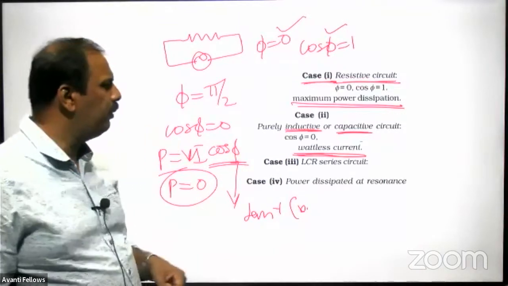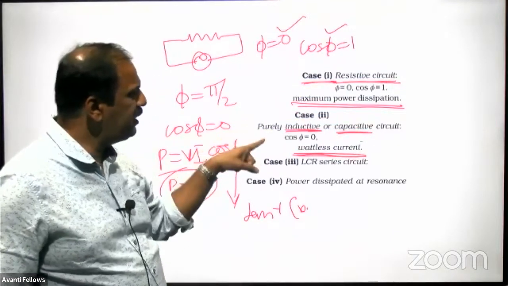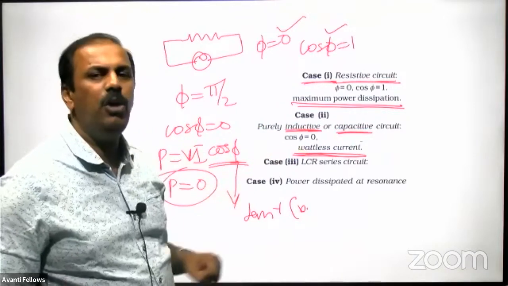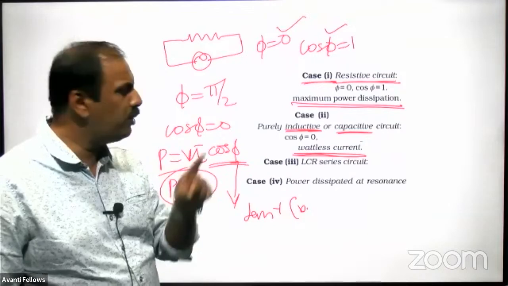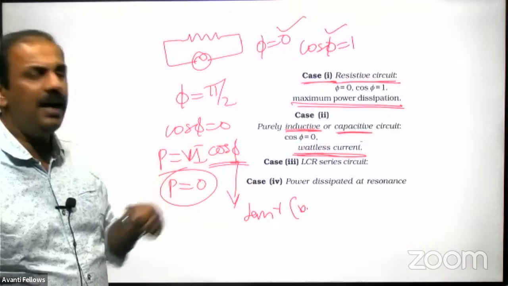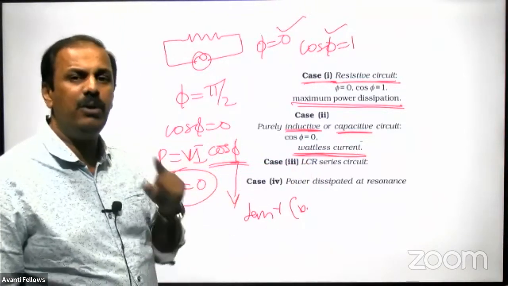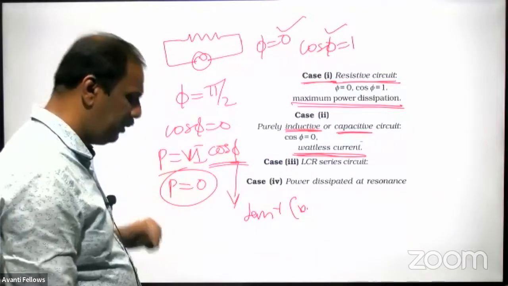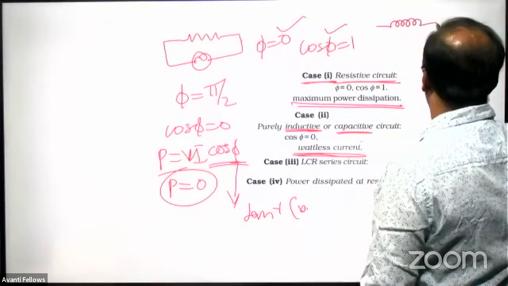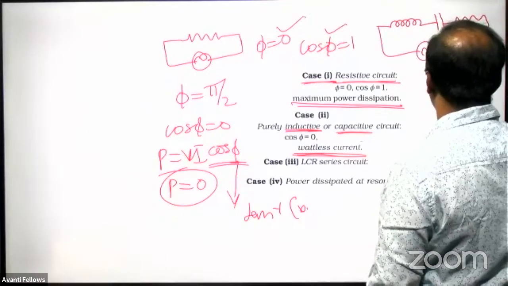Now there is an important point. In the case of a resistive circuit, there will be maximum power dissipation. If it is an inductor or capacitor, there is no power dissipation. And in an LCR circuit, how much power is dissipated depends on the value of the inductance and the capacitor. But in that case also, our power dissipation will take place only across the resistor. That is an important point. The situation is like this. You have an inductor, you have a capacitor, and we have a resistor here, and it is connected to an AC source.